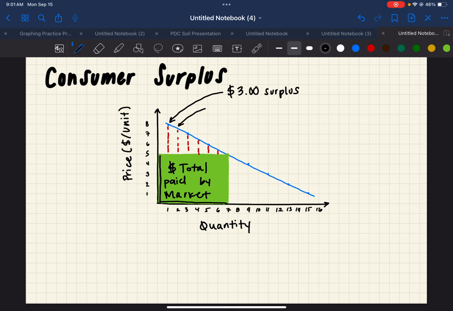The second person, they paid $5, but they thought that the product was worth $7.50, so they got $2.50 of surplus. This third person, same thing. They were willing to pay $7, they only had to pay $5, so they get $2 of surplus. If we took the height of each of these lines and we added them up, we would get the total consumer surplus.